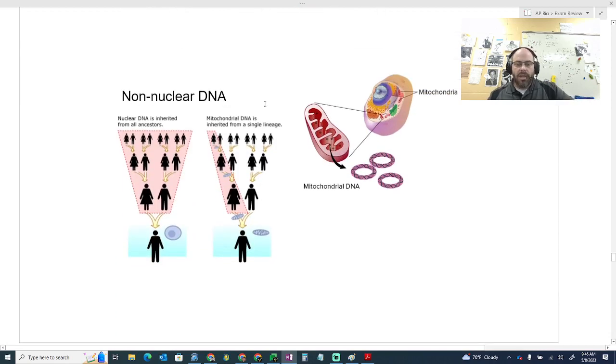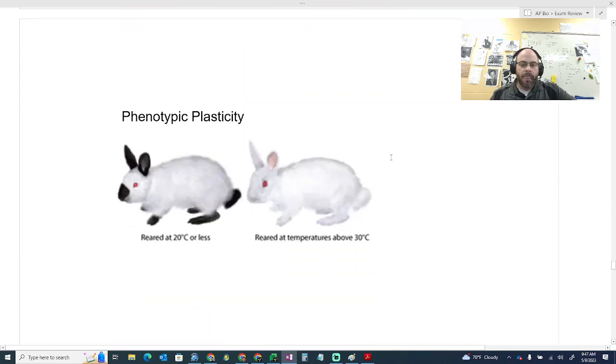Non-nuclear DNA. This is DNA that's not found in the nucleus. The inheritance pattern here is interesting because only mothers give their mitochondrial DNA. So the way to track this is whether it's passed from the mother exclusively. Non-nuclear DNA has to do with maternal DNA passed in the mitochondria.